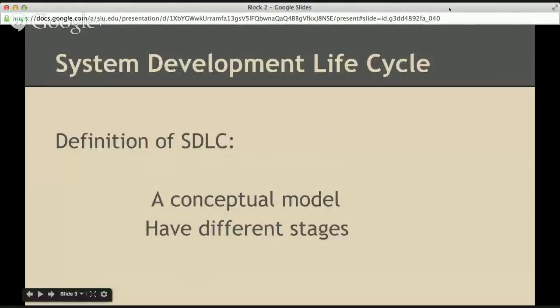SDLC is also called the Application Development Lifecycle. It is a term used in system engineering, information systems, and software engineering to describe a process of planning, creating, testing, and deploying information systems. It is a conceptual model to help people understand the different stages included in an information system development project.